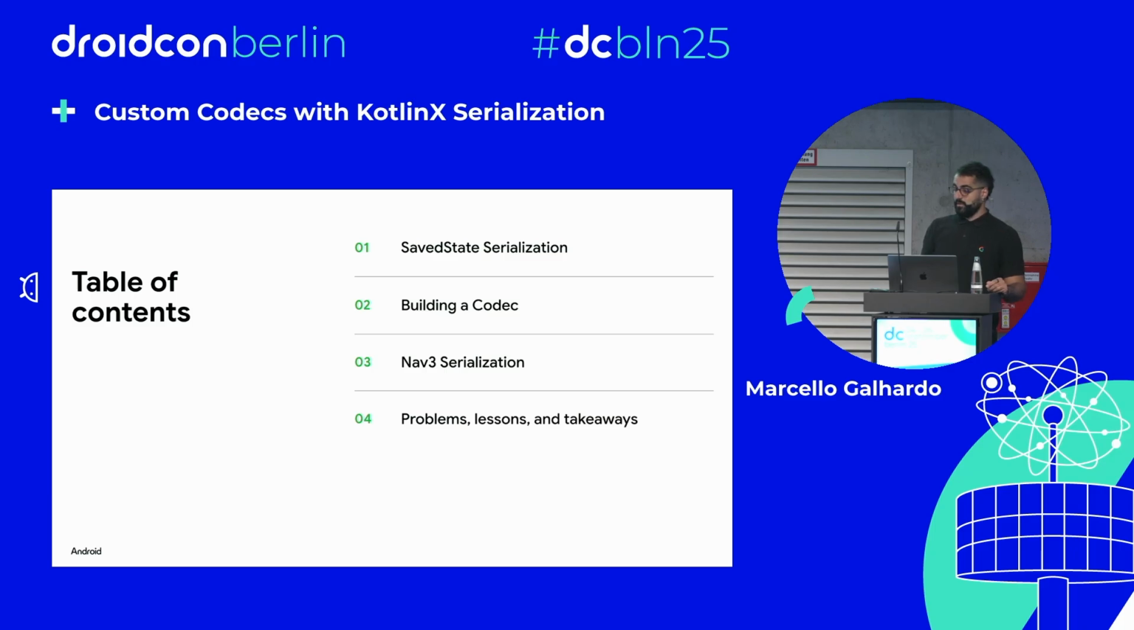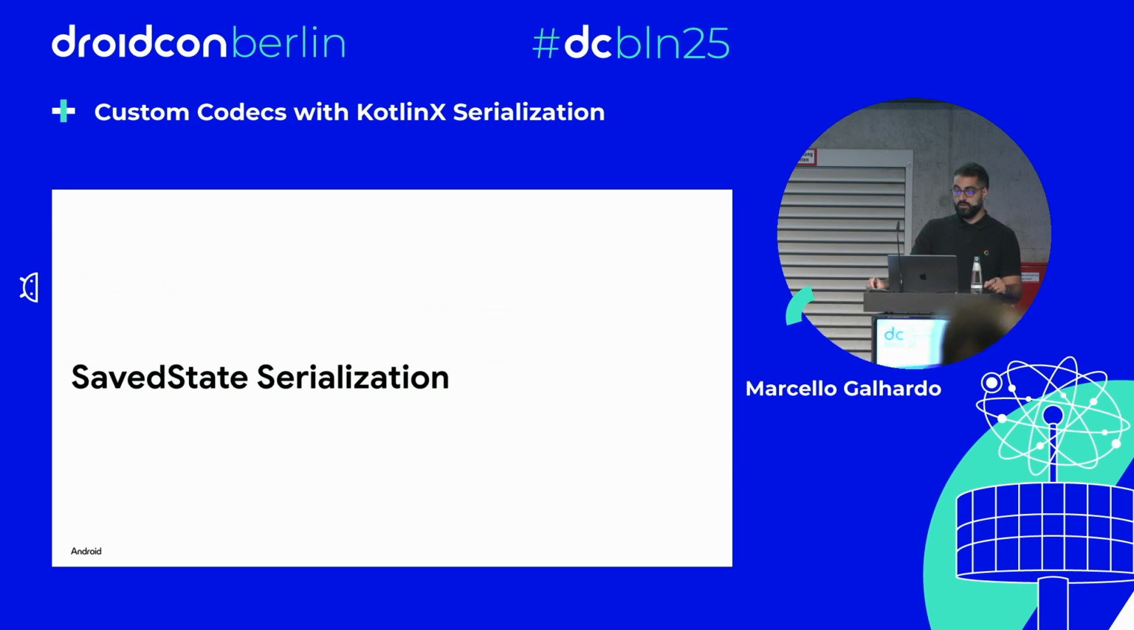So today we're going to talk first about why we need serialization support in SavedState, and how our codec, encoder, and decoder work. We will check the SavedState serialization code together, so you learn how to build that yourself in case you need it, and how navigation tree serialization uses all of that. Last, we will talk about the problems we faced and what we learned from that. So let's get started. We will begin with why we need KotlinX Serialization support.